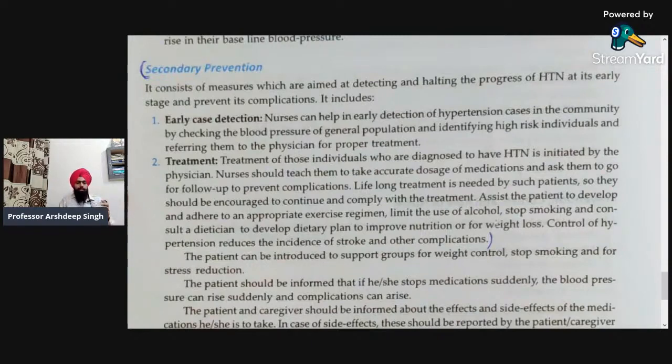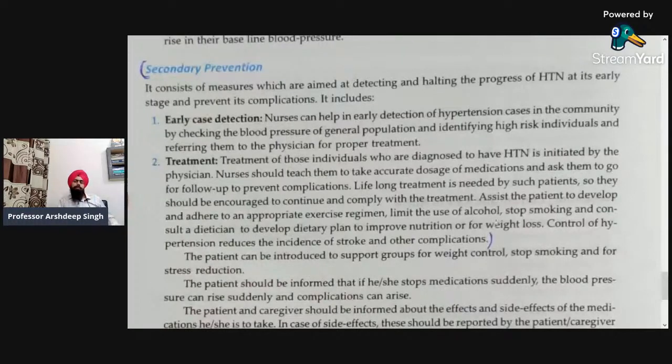Nurses can help in early case detection of hypertension cases in the community by checking the blood pressure of the general population, identifying high risk individuals and referring them to the physician for proper treatment. So that is early case detection. We have to do home visiting. We have to take the blood pressure of the people. And next, we have to identify the high risk individuals and then give proper treatment.